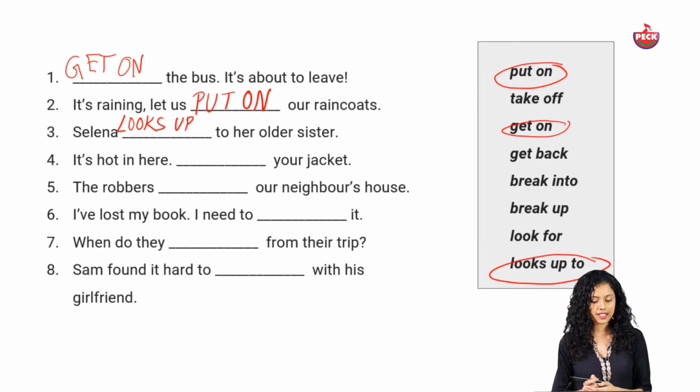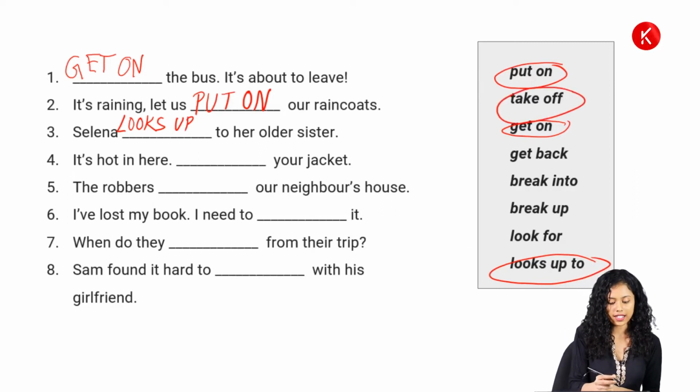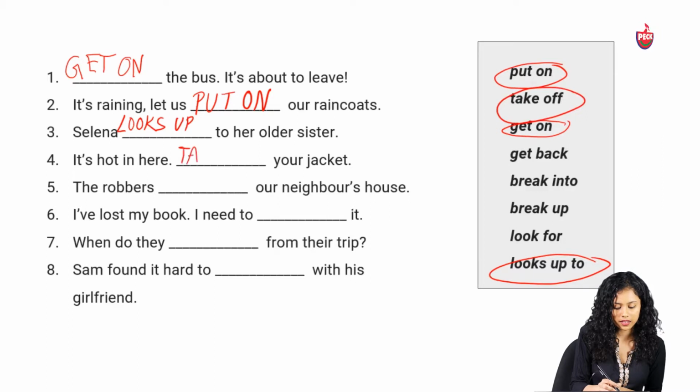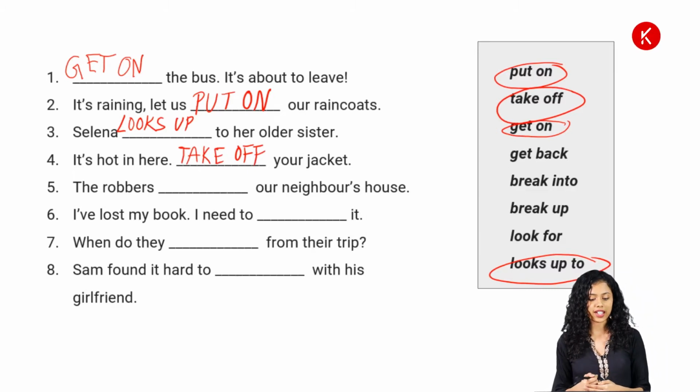The next one is, it is hot in here. Blank your jacket. So if it's hot, you would remove your jacket. Another way of saying remove is take off. So you can say, take off your jacket.